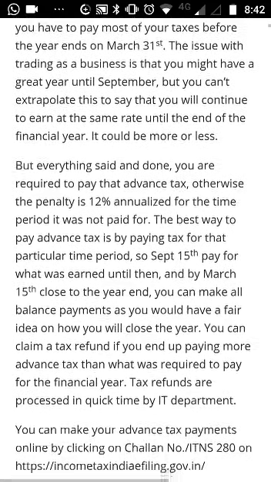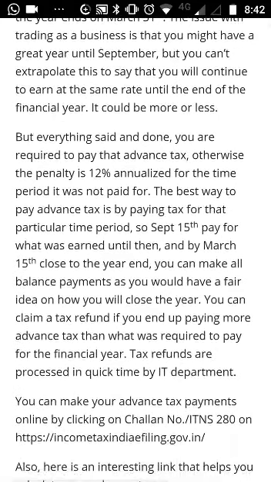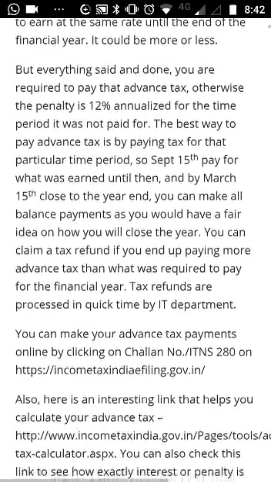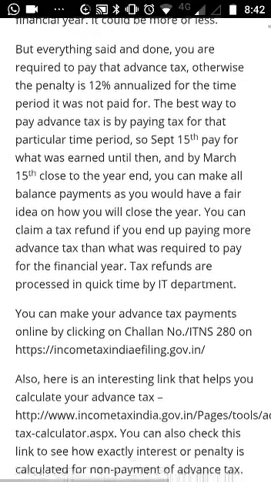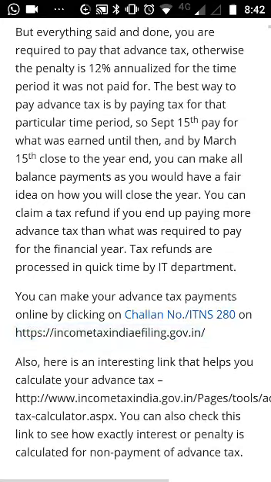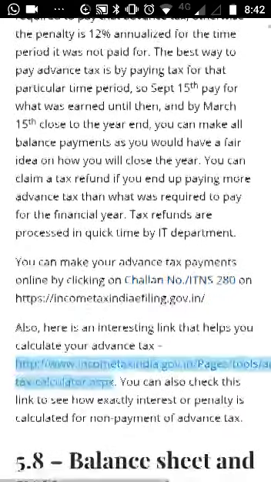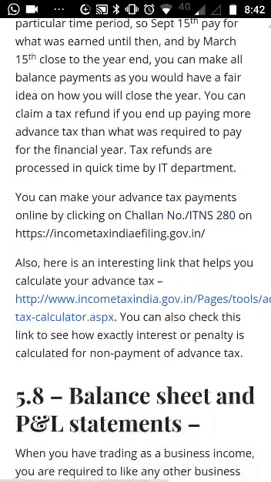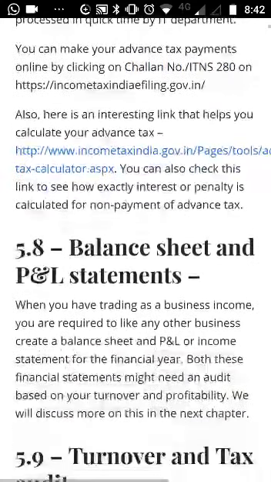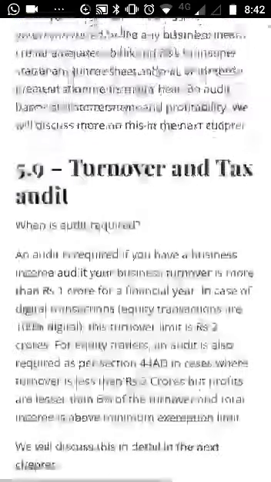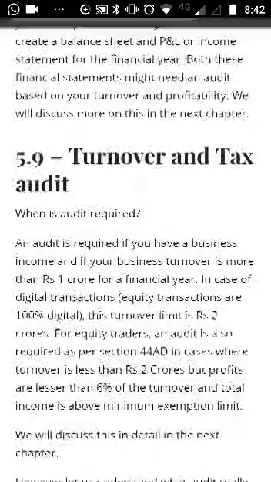The issue with trading as a business is that you might have a great year until September, but you can't calculate whether it will continue at the same rate until the end of the financial year. It could be more or less, but everything said and done, you are required to pay that advance tax. Otherwise, the penalty is 12% annualized for the time period it was not paid. So the best way to pay advance tax is to pay tax for that particular time period. On September 15th, pay for what was earned until then, and by March 15th, close to the year end, you can make all the balance payments, as you have a fair idea of how you'll close the year.